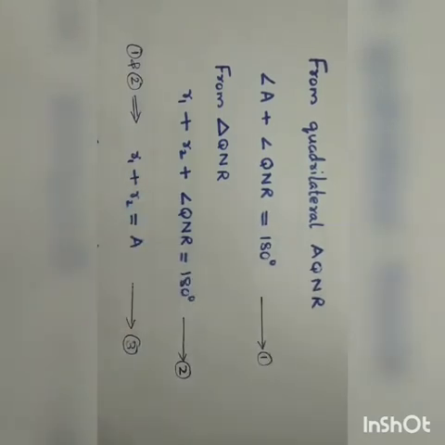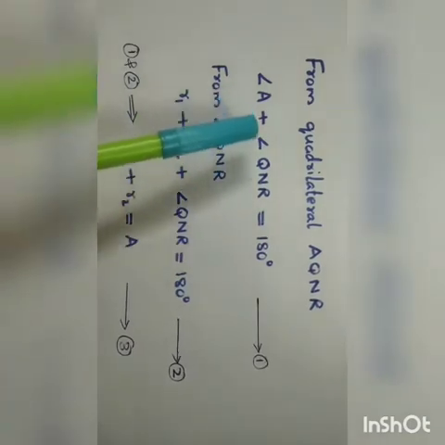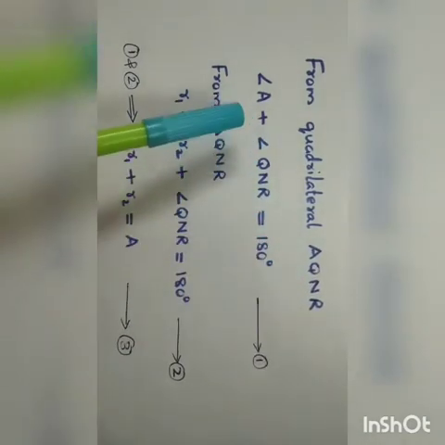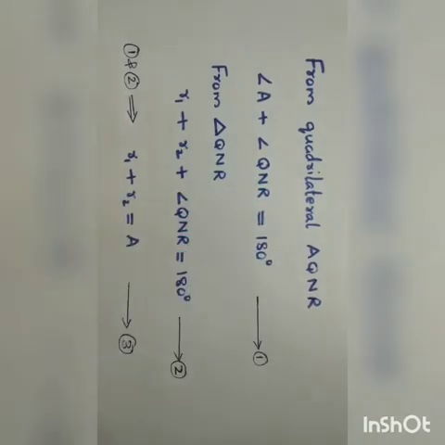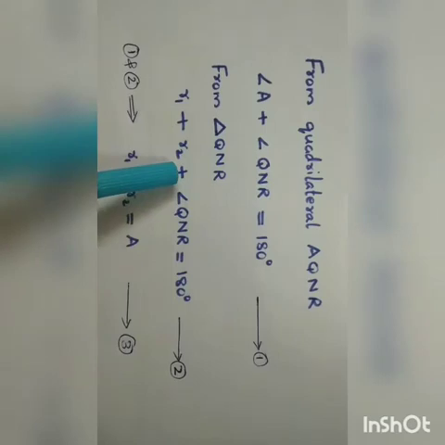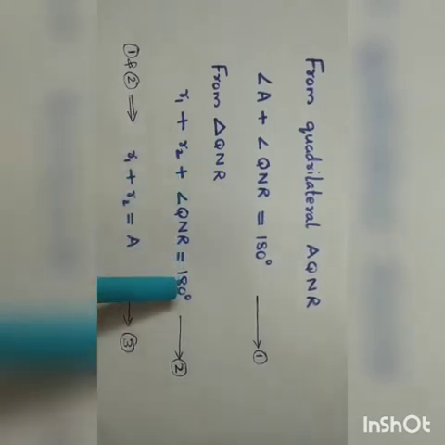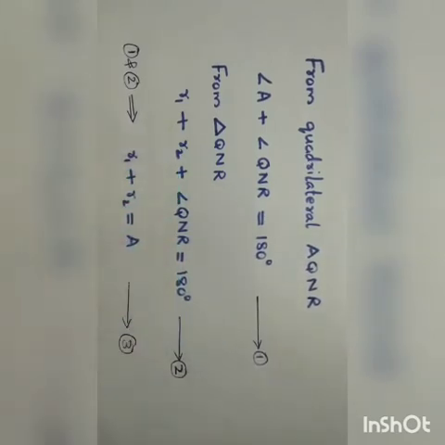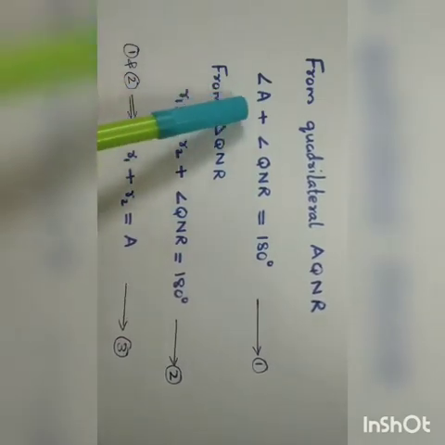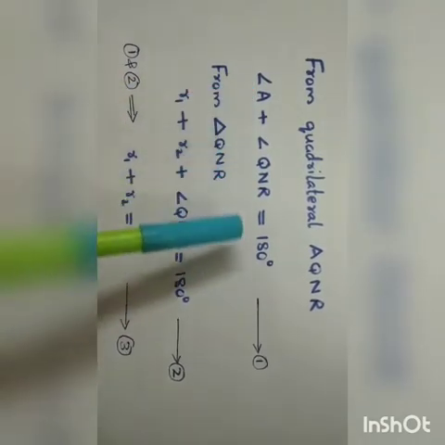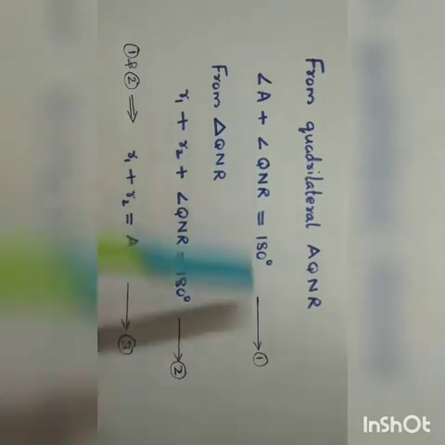So now we got 2 equations. From the quadrilateral AQNR, A plus angle N is equal to 180 degrees. From triangle QNR, R1 plus R2 plus angle N equals 180 degrees. So I am calling these two equations 1 and 2. Observe these 2 equations very carefully. From equation 1, we can say angle A is equal to 180 minus QNR.